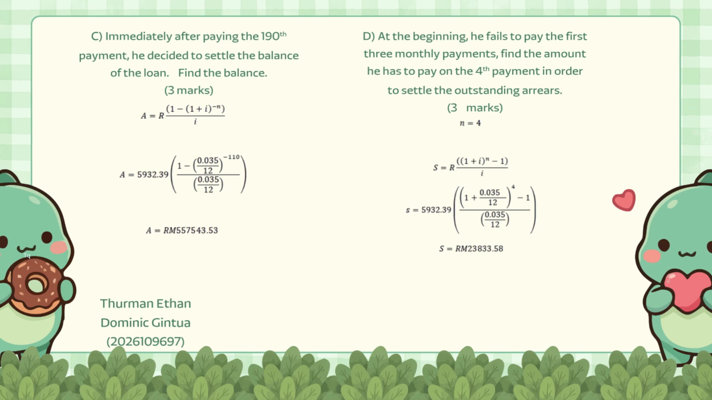Next, in question D, the borrower misses the first three payments and wants to clear the arrears on the due date of the fourth payment. Because we are looking for the accumulated future value of these four payments, we use the compound annuity formula. Using n equals 4 periods with the same payment and interest rate, the total amount required to settle the outstanding arrears comes out to 23,833.58. That's all from me.